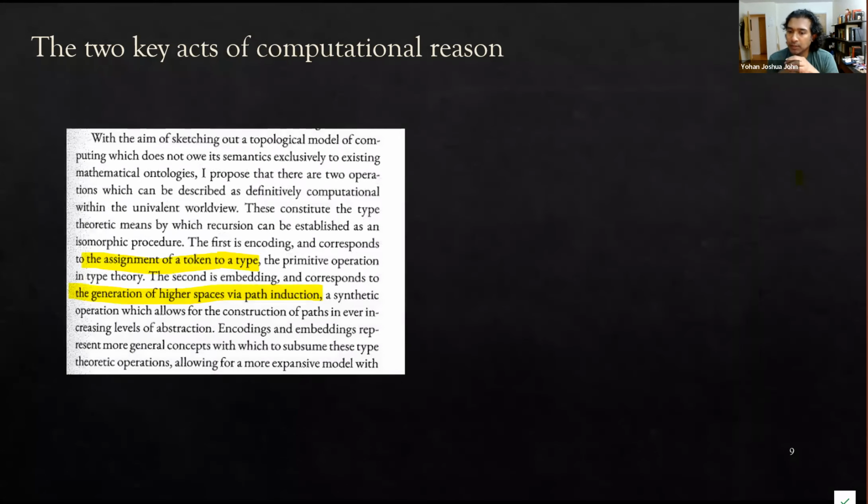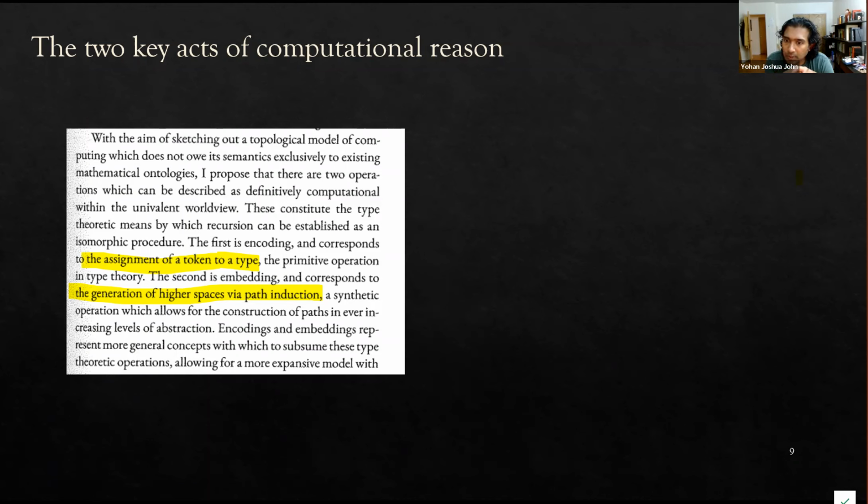So where he goes with this is that there are two key acts in what he calls computational reason. So the aim of sketching out a topological model of computing which does not owe its semantics exclusively to existing mathematical ontology. So he's trying to carve out what's unique about computation and not rely on earlier semantics, basically.